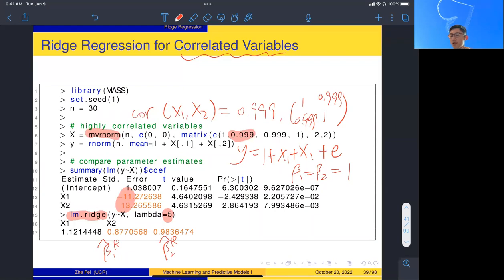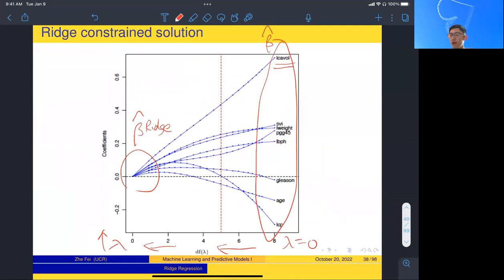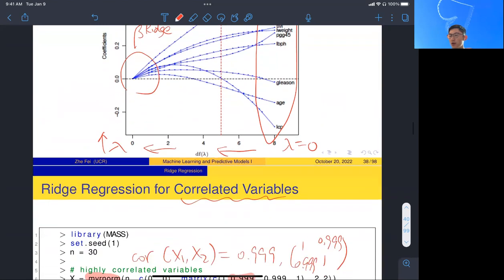At the same time, we see they are shrunk towards 0, meaning that their absolute value is smaller than the truth. So they are shrunk towards 0. That's exactly what this kind of effect shows on this plot. As you have a penalty term with lambda, your beta hat estimates shrink towards 0.